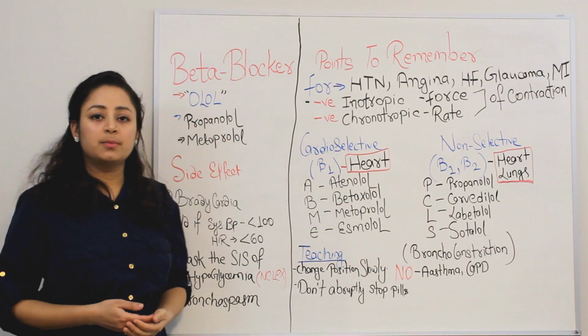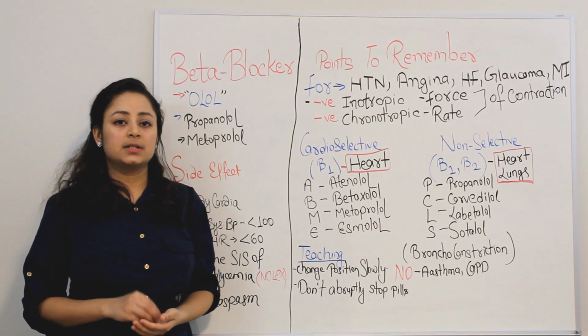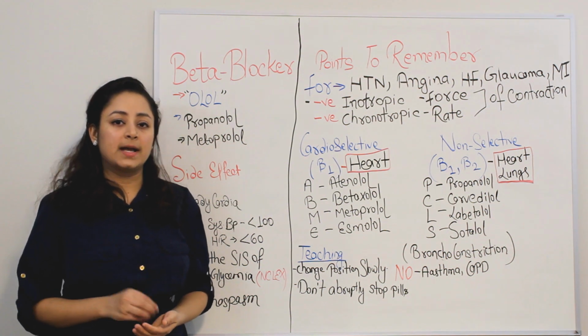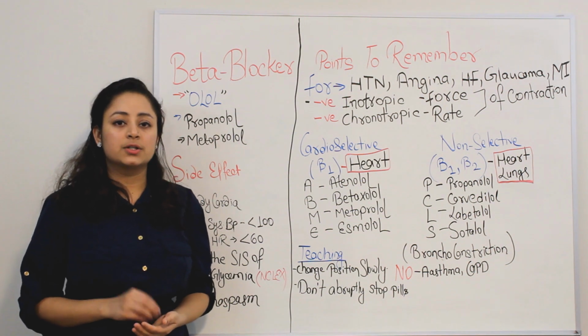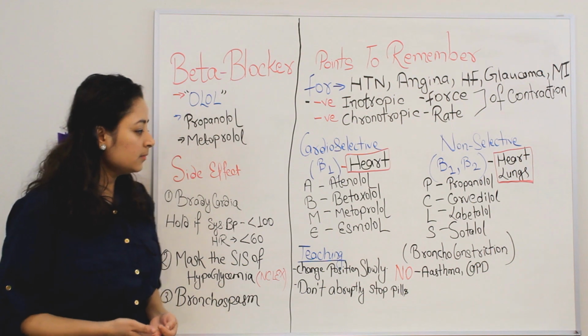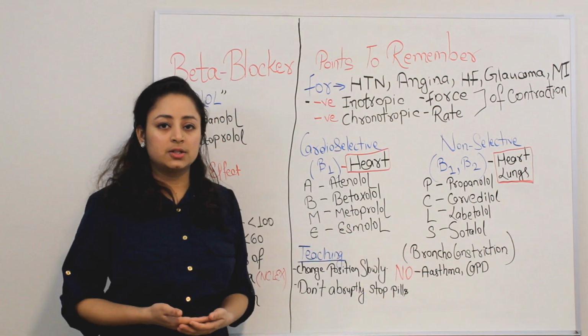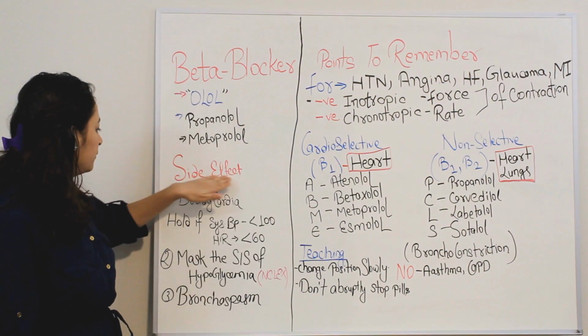Since non-selective beta blockers target the lungs, we cannot give this type of beta blocker to a patient who has a history of asthma or COPD or any kind of respiratory distress, because they cause bronchoconstriction and can even worsen the situation. Here are some side effects of beta blockers.